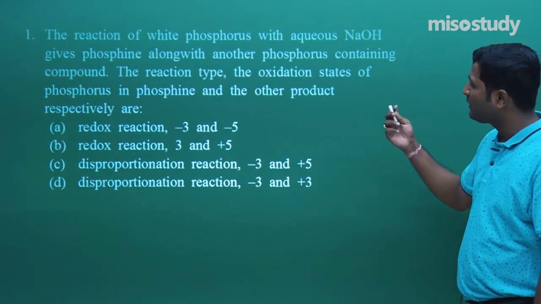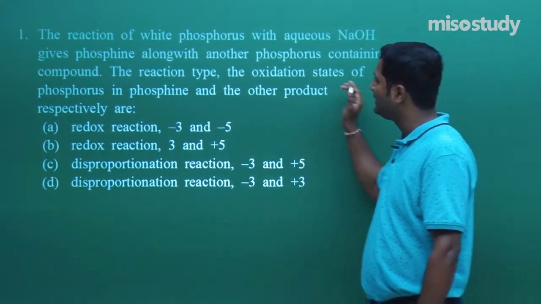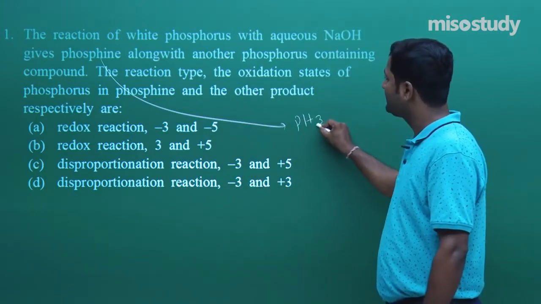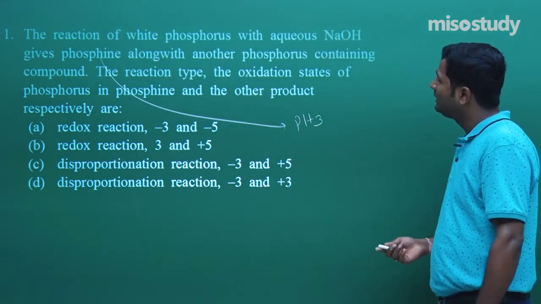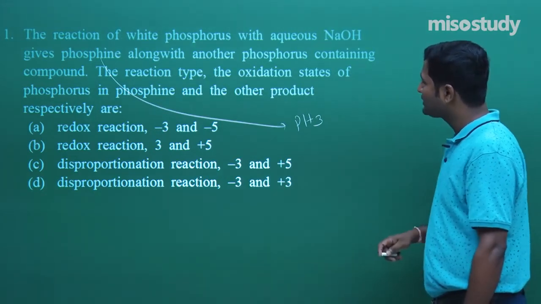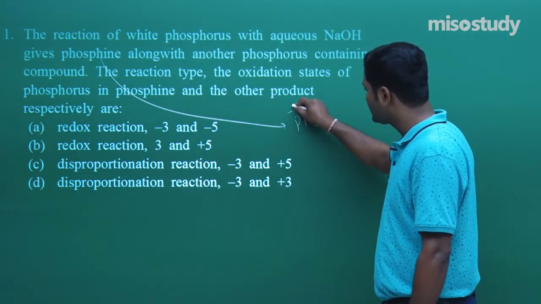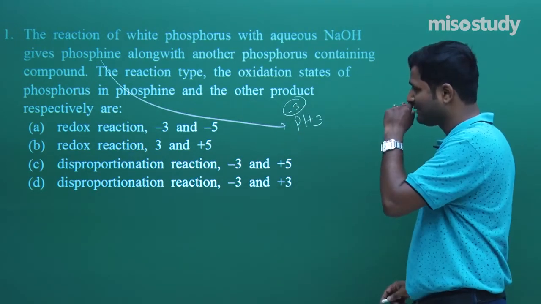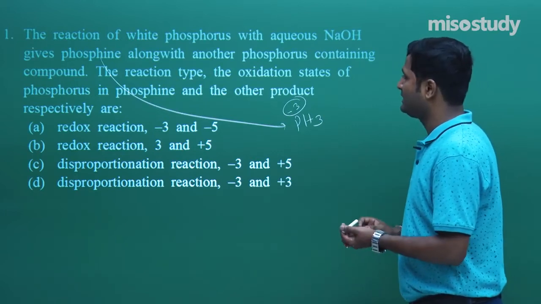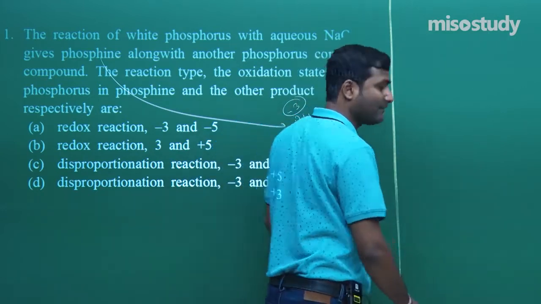What is given here? The reaction of white phosphorus with aqueous NaOH gives you phosphine, that is PH3, along with another phosphorus containing compound. Clear? The question asks for the oxidation state of phosphorus in phosphine. As we know, the oxidation state of phosphorus in phosphine is -3. This is a simple one. And the other product, respectively, that is, we have to find the oxidation state of phosphine and the other product.